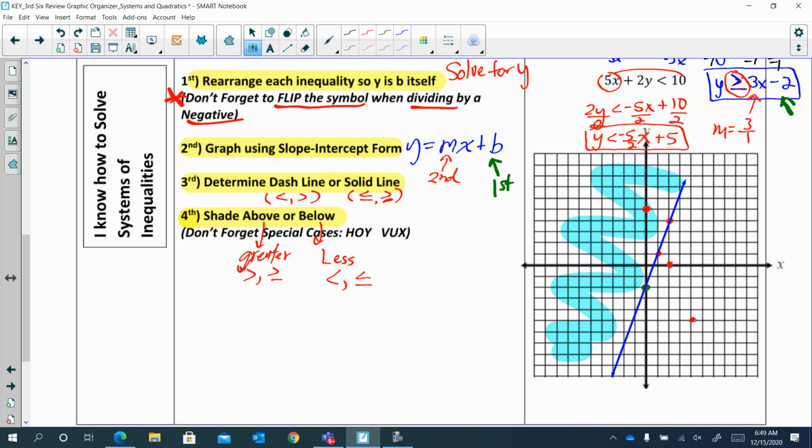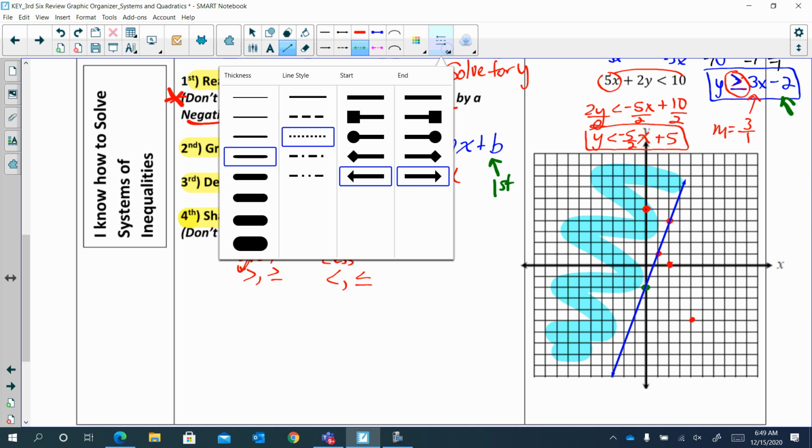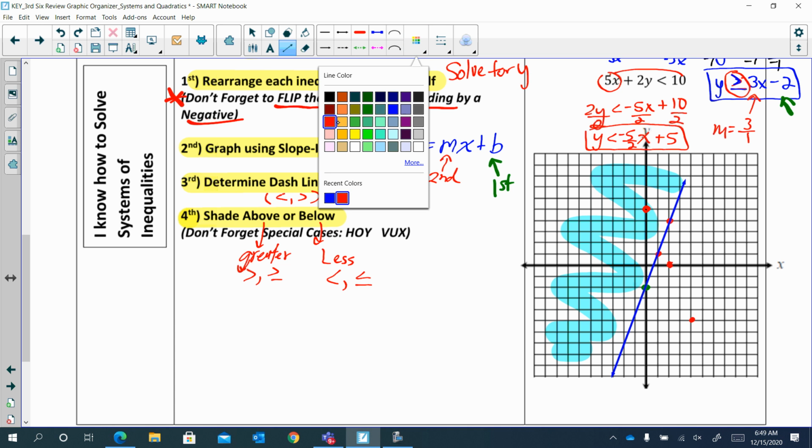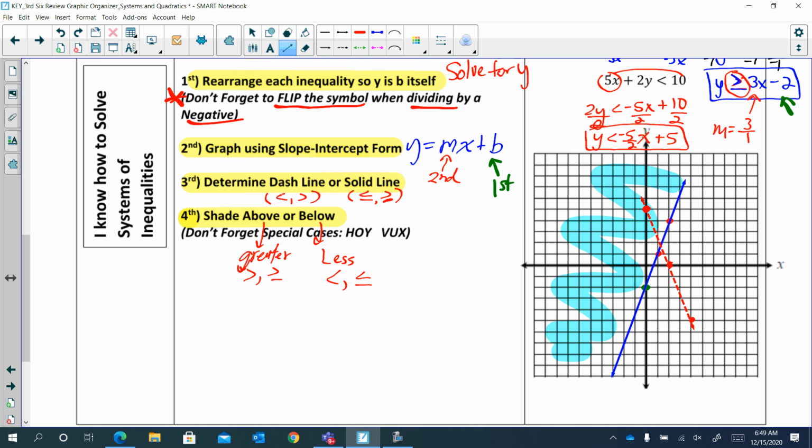Now this inequality is a dash, so I'm going to make this a dashed line, and I'm going to make it my red line. I'm drawing that line through these points and extending it a little bit. Because it's less than, we are going to shade below. I'm going to put this one in green. When we shade below, that would be here.